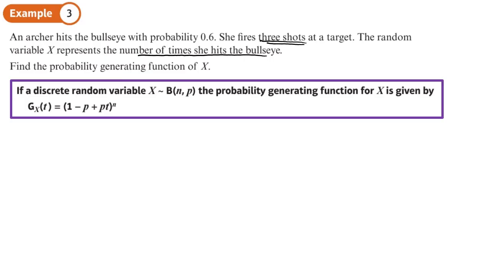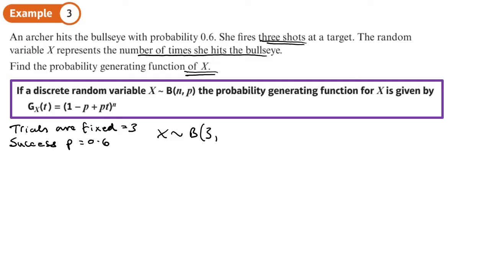The first thing to decide is what type of distribution this is. She's got 3 shots at the target, and that's fixed, so it's a fixed number of trials, fixed at 3. And we have a probability of success, and that is 0.6. So when we have those, it's a binomial distribution, and it's telling us to use the letter X. So X is a binomial distribution with 3 trials and a probability of success of 0.6.